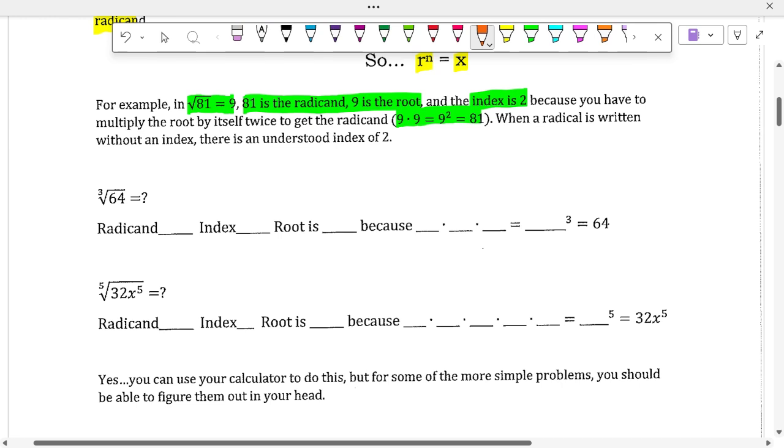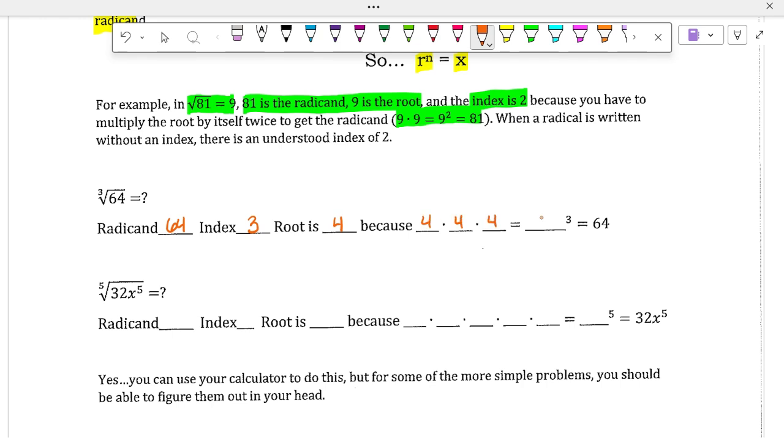In this case, the radicand is 64. The index is 3. And if I take the cube root of 64, it would be 4. Because if you do 4 times 4 times 4, it's the same thing as 4 cubed, which is 64.